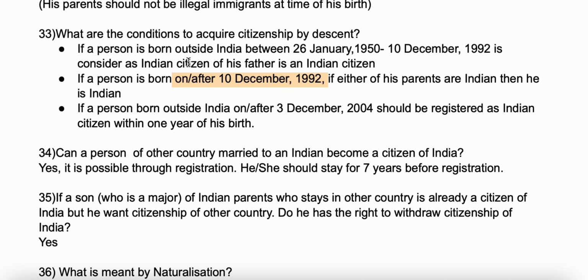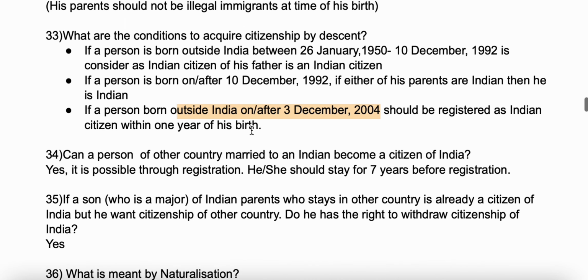Okay, the first condition is only father should be an Indian citizen, the second condition is, if mother or father is Indian, then the child will be getting Indian citizenship. And the third condition is, if a person is born outside India on or after 3rd December 2004, then their parents should register the child as a citizen within 1 year of his birth. Okay, so these are the three conditions of acquiring citizenship by descent.